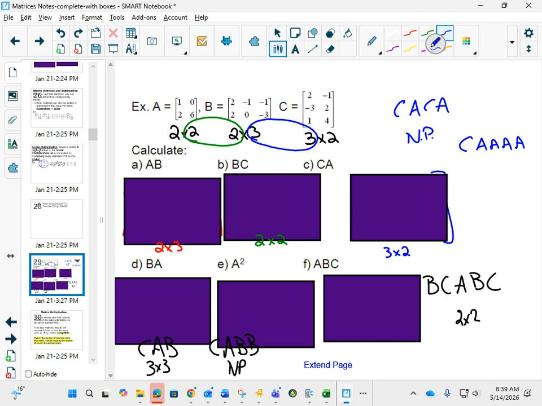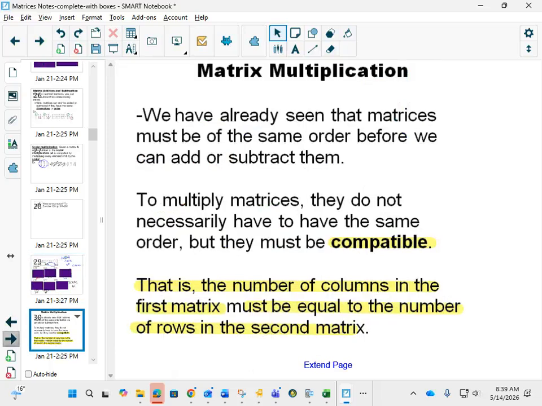But when I tried to do CA yesterday, the CA would work because that's a 3 by 2 times a 2 by 3. C and A work. But then when I get to CA, oh, maybe CA works. Oh, okay. Maybe CA does work. We said it didn't work, but I think it does. Okay.